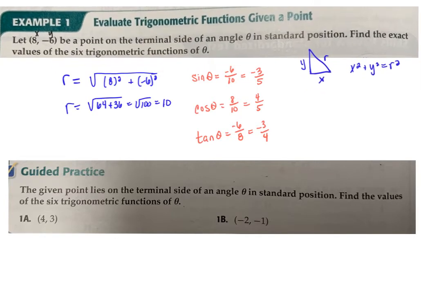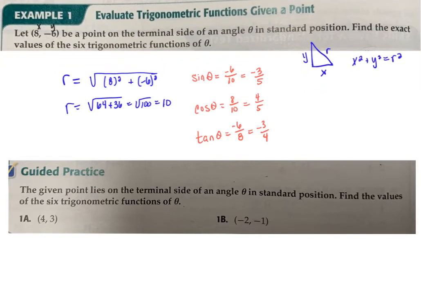The other three are simple. We're just going to reciprocate them. Cosecant is going to be the reciprocal of my sine, negative 5 over 3. My secant is the reciprocal of my cosine, 5 over 4. And my cotangent is the reciprocal of my tangent, negative 4 over 3.